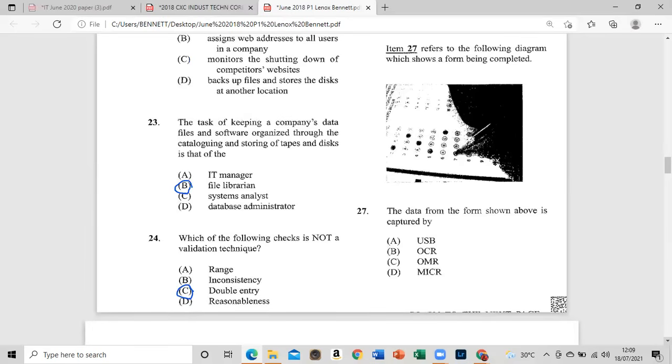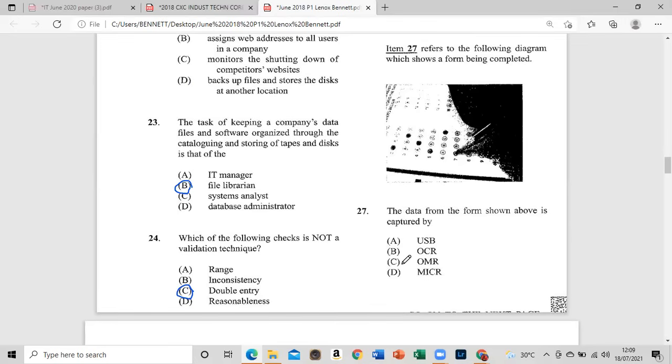Let's look at 27. The data from the form shown above is captured by, is it USB? Is it OCR? Is it optical mark reader? All right, guys. Remember, B is optical character reader, and this is mark reader, right? And the MICR has to do with the bank.